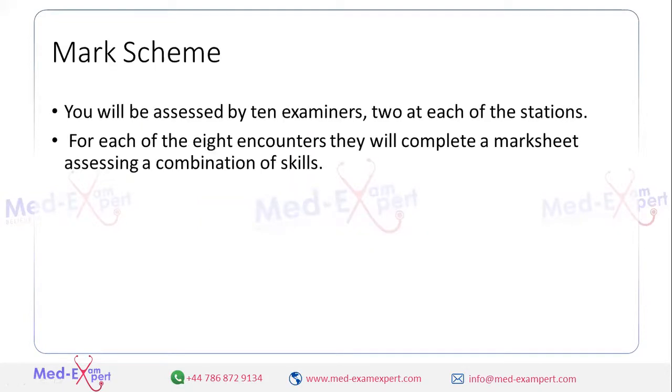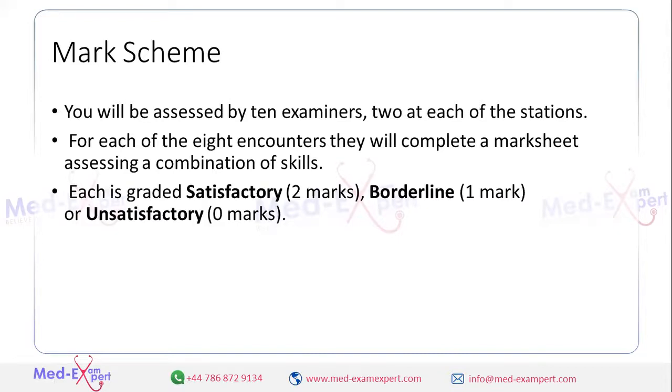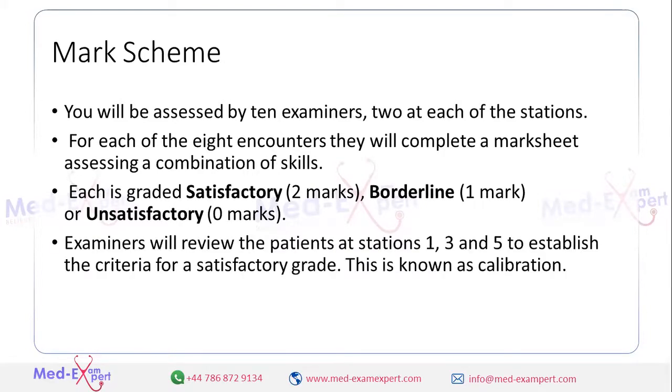So this is the mark scheme, how marks are given. Marks will be allotted as per the standard reference. You will be given 0 if they find that your clinical skills or communication skills are unsatisfactory, 1 for borderline and 2 for satisfactory. So the highest mark you can get is 2 per skill, and the lowest is 0, which is unsatisfactory.